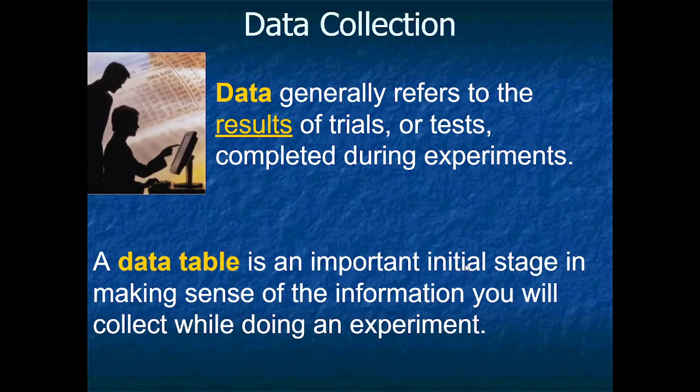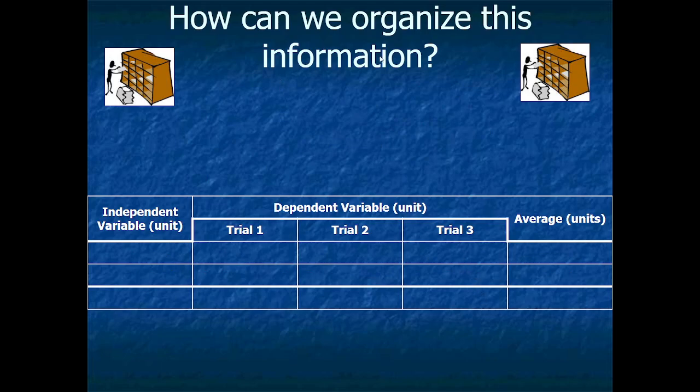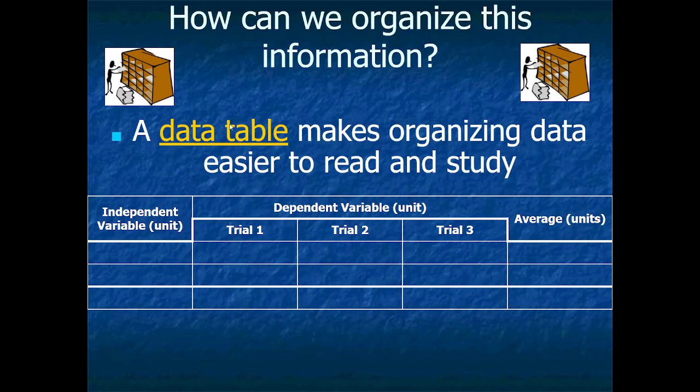A data table is an important initial stage in making sense of the information you will collect while doing an experiment. How can we organize this information? A data table makes organizing data easier to read and study. On the bottom over here, we have an example of a data table that can be used during an experiment, where the independent variable are the rows, and we have the dependent variable as the trials.